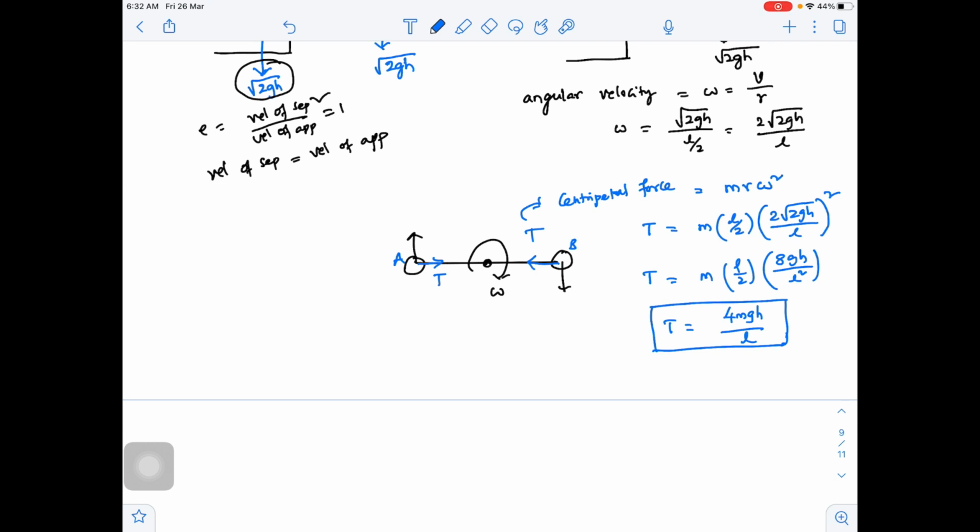So hope you understood this logic, and I think you got some gateway to identify the force acting whenever they are asking for the force in a question.